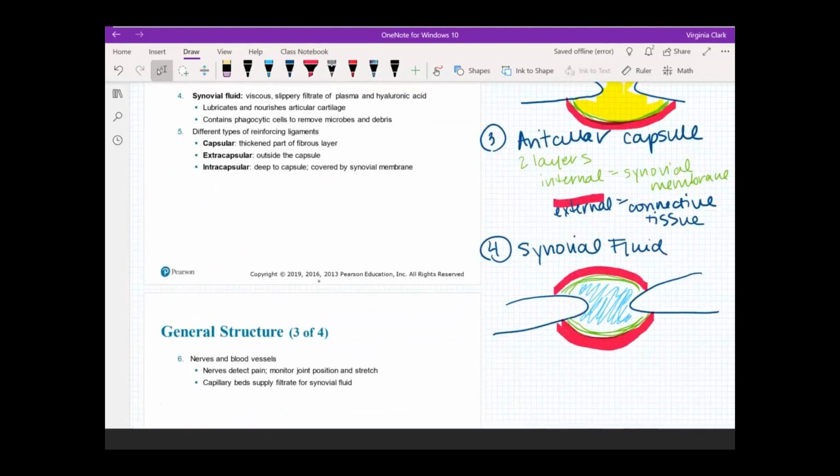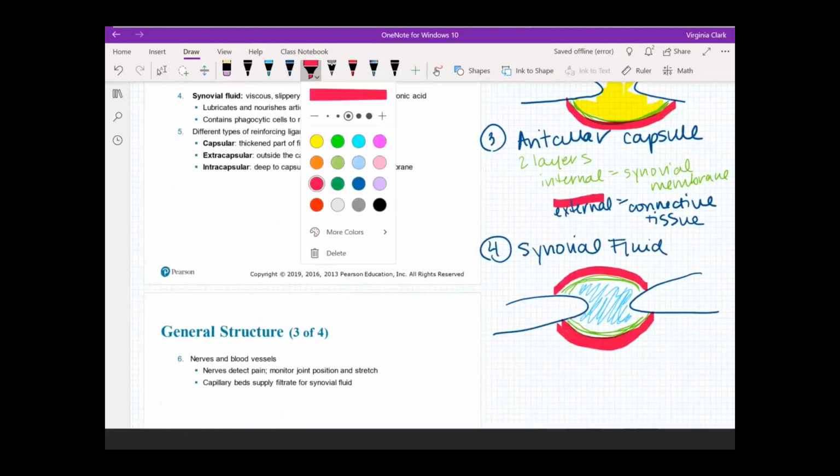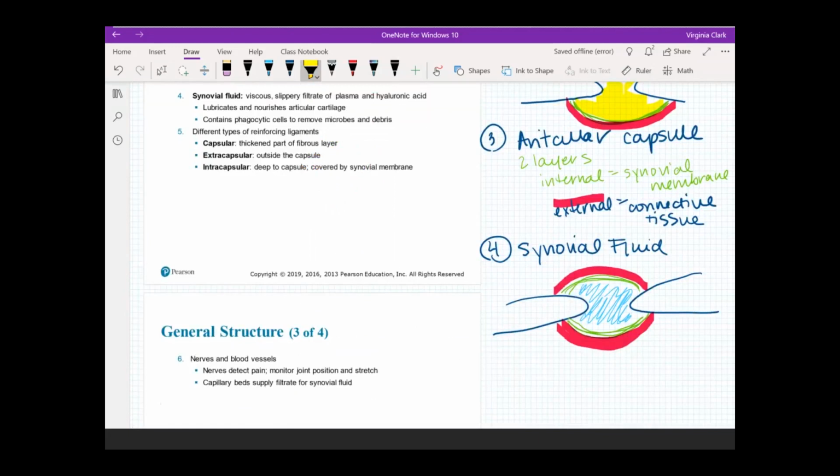So what's really important about these is that these are going to lubricate the ends of our bones, so we actually do not get friction when our bones move. So this is going to really help with lubricating and nourishing that articular cartilage in order to give it the nutrients that it needs. And then it will also contain some phagocytotic cells inside in order to clean out the joint and just keep it healthy.